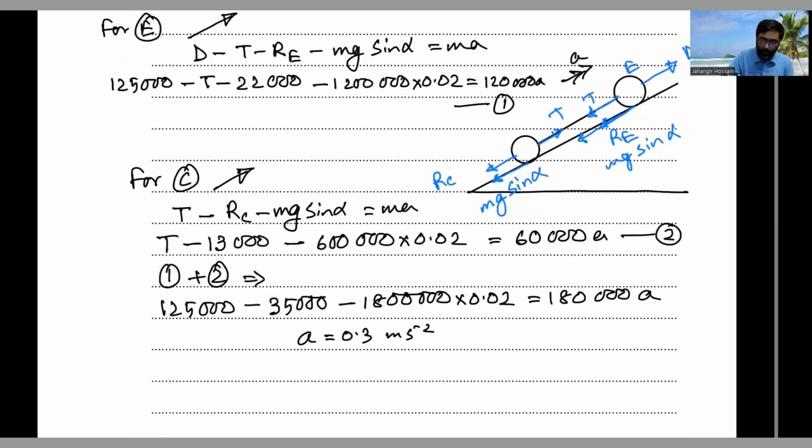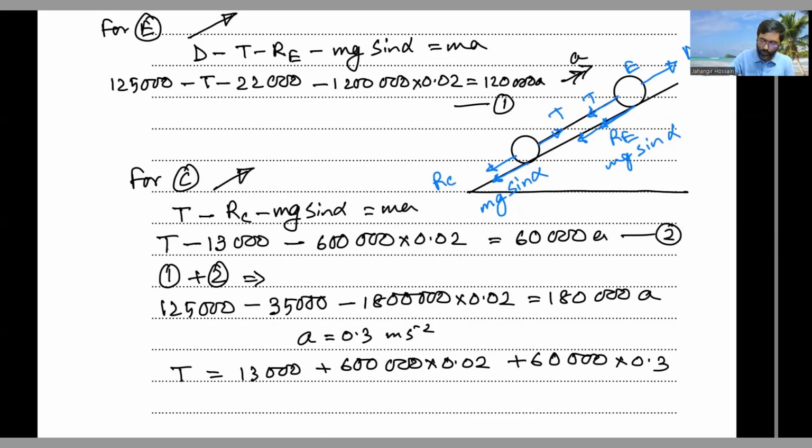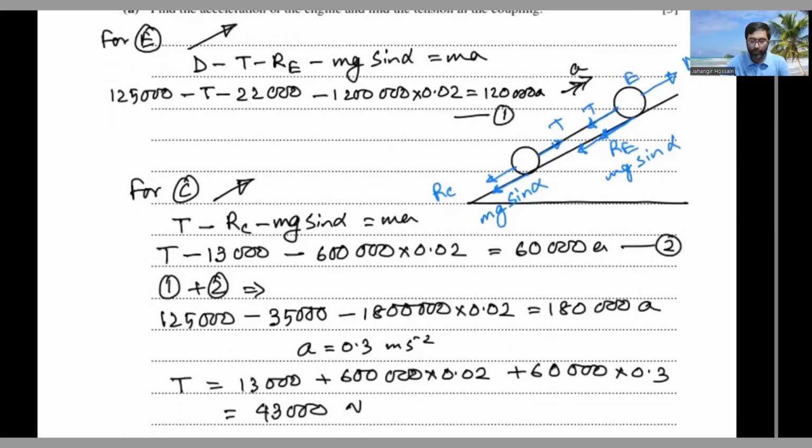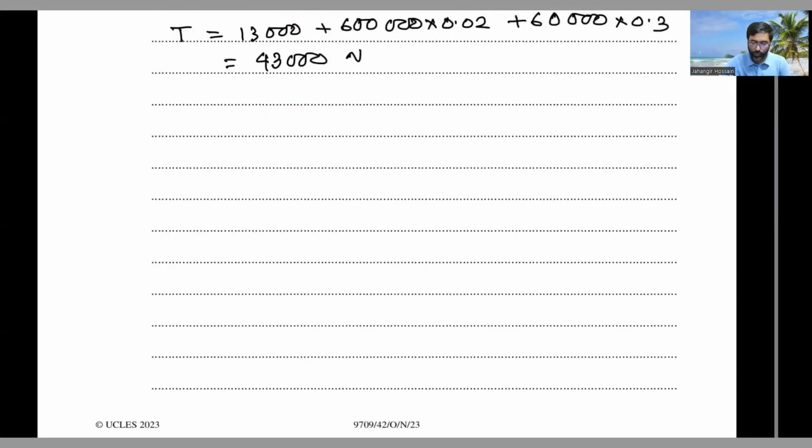And substitute a from equation 2. T is 13,000 plus 600,000 into 0.02 plus 60,000 into 0.3. That will give you 43,000. That's the tension in the coupling. Okay, that's the acceleration and the tension in the coupling. Now let's move on to the next part.